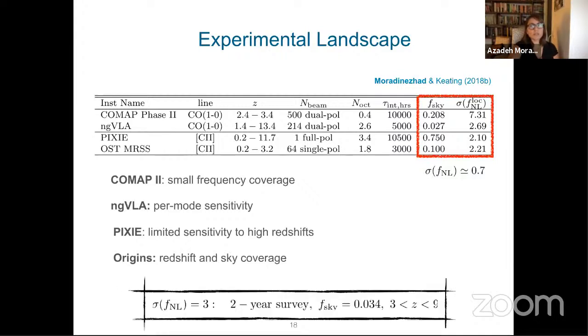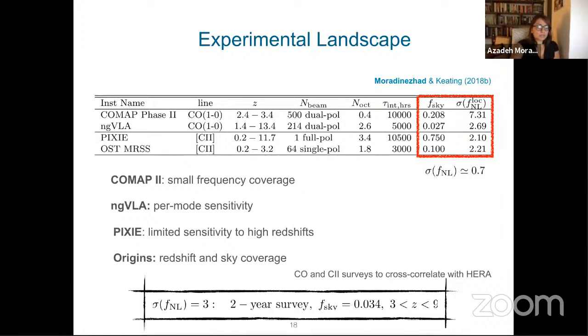Now you can say, okay, this is all good, but it's too futuristic because all of these surveys are not going to happen in the very near future. So the other interesting thing is, what are the expected limits on FNL you can get from surveys that are more on the horizon? It seems like error bars of order sigma FNL of 3 are more achievable, and in that respect, a 2-year survey with a sky fraction of, let's say, 3% could achieve such a constraint on FNL.